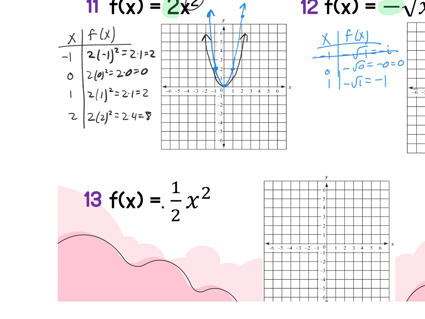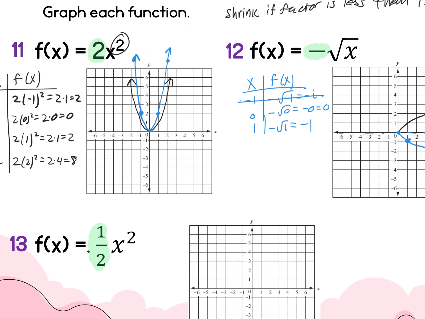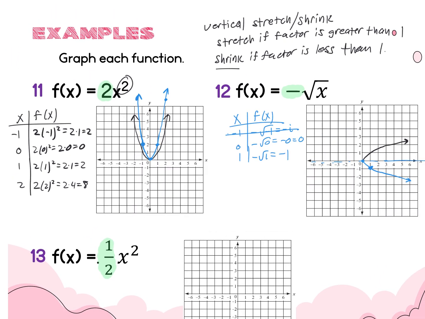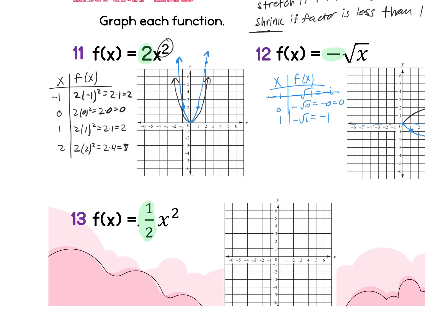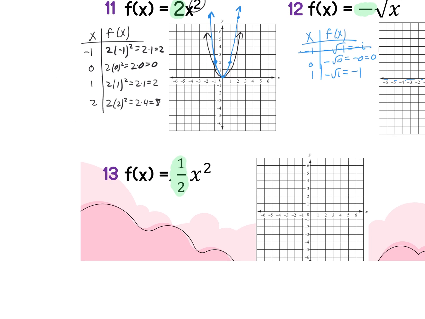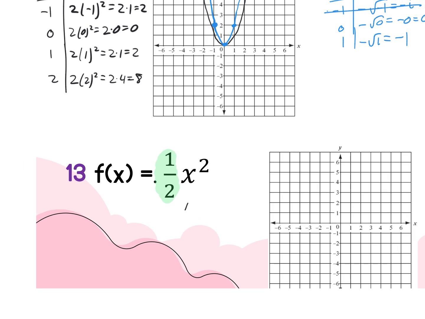And we can do the same thing with the next one. This number on the outside of this is 1/2, and we had said that anything less than 1 is going to be a shrink. So this is a shrink, because it's less than 1. So we should expect it to do kind of the opposite of what it just did in the previous problem. We should expect it to get a little bit shorter and wider. But again, if you're not sure, make a table. So again, I'll do the same values, -1, 0, 1, and 2.